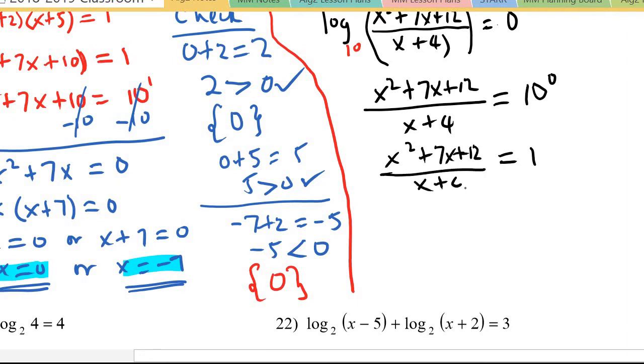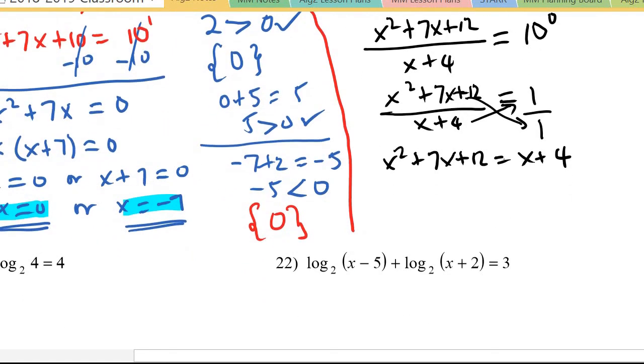And now we're going to cross multiply. Put 1 under here and then cross this way and cross this way. So we're going to say that x squared plus 7x plus 12 equals x plus 4. So this is a quadratic equation like we've been doing forever.